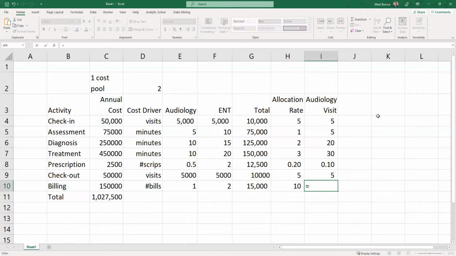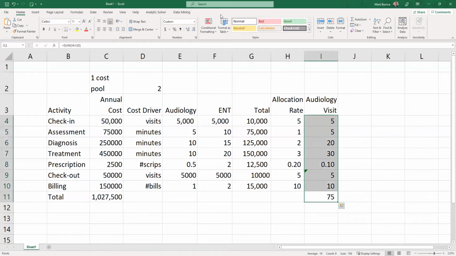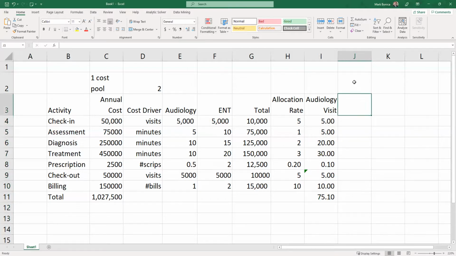And then there's 1 bill per visit. So 1 bill per visit times $10 per bill gives us $10. So the total cost of an audiology visit is $75. I'm going to go ahead and show you the decimal. So it's actually 75.10. All right.